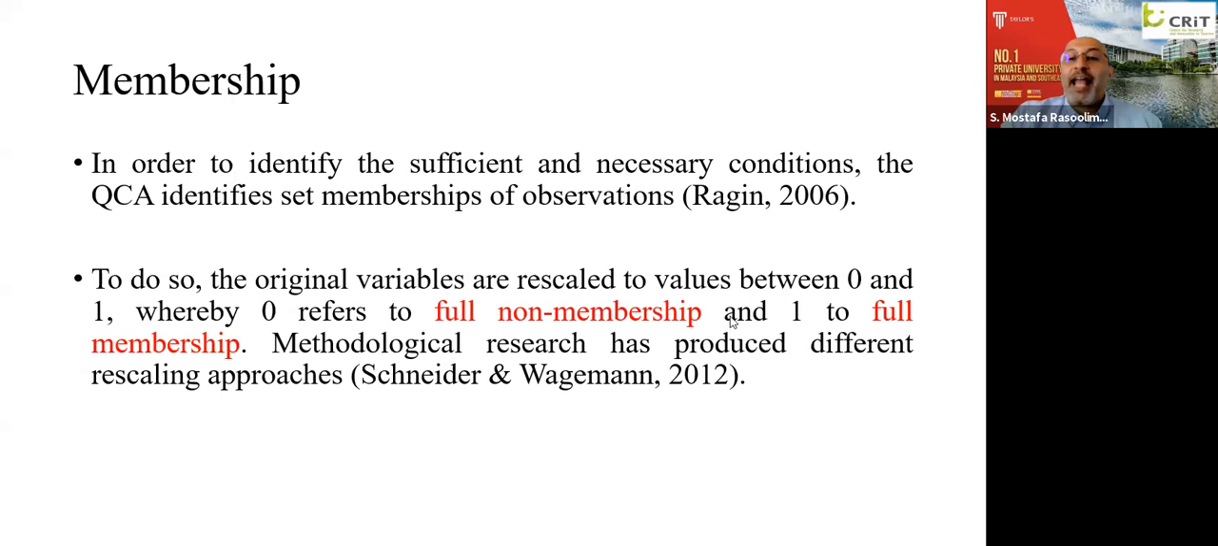For this membership, the value of 0 is considered full non-membership. So if we assign 0 to a variable in a case, it means the level of this variable for this case is the lowest. There is no membership for this variable for this case, this respondent. And the value of 1 represents full membership, right?